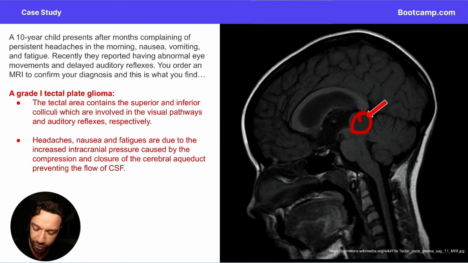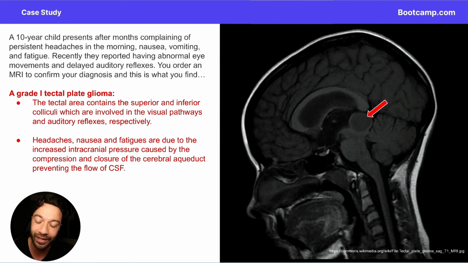And this tumor is so large that it's blocking, or interfering with, that passageway. So you can see this dark structure right here, that's the third ventricle. If you notice, it's quite enlarged because we're having a backup of cerebrospinal fluid not being able to pass through to our fourth ventricle down here.